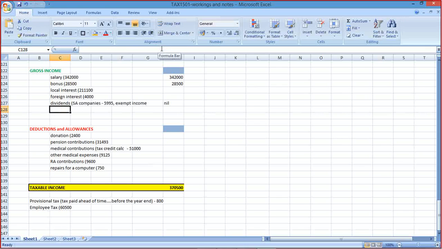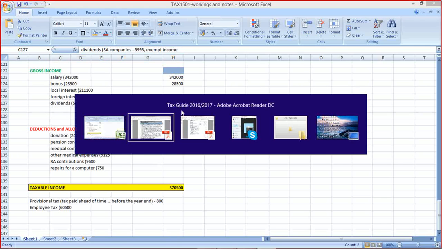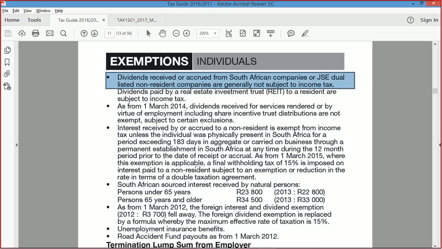Okay, that's your dividend deduction. Got that? Okay, go back to the book. Here's the interest stuff.